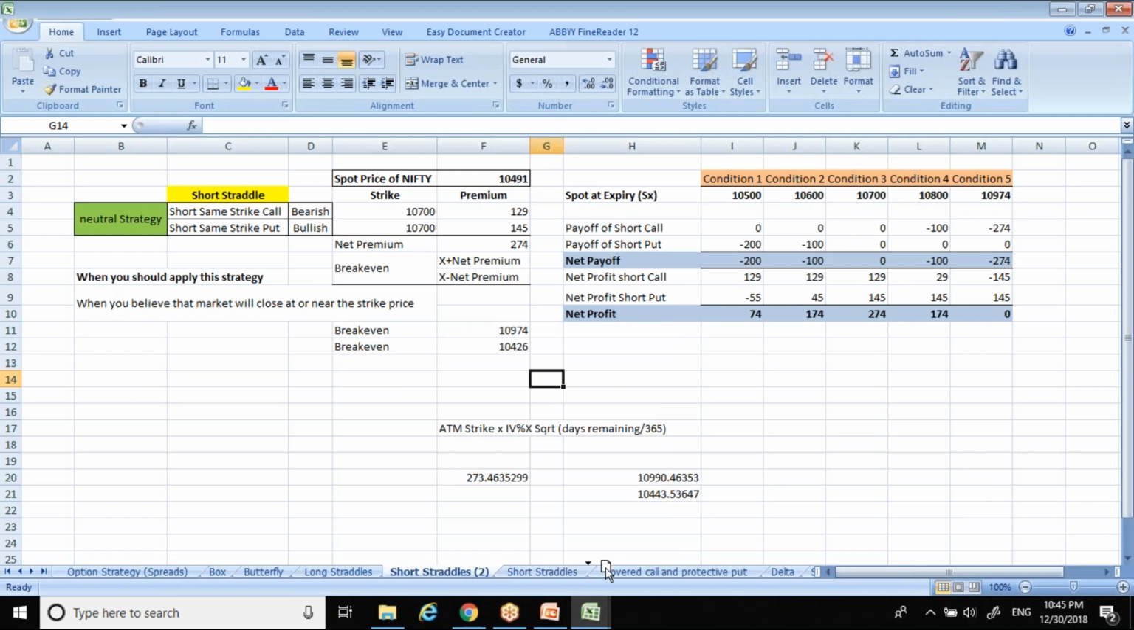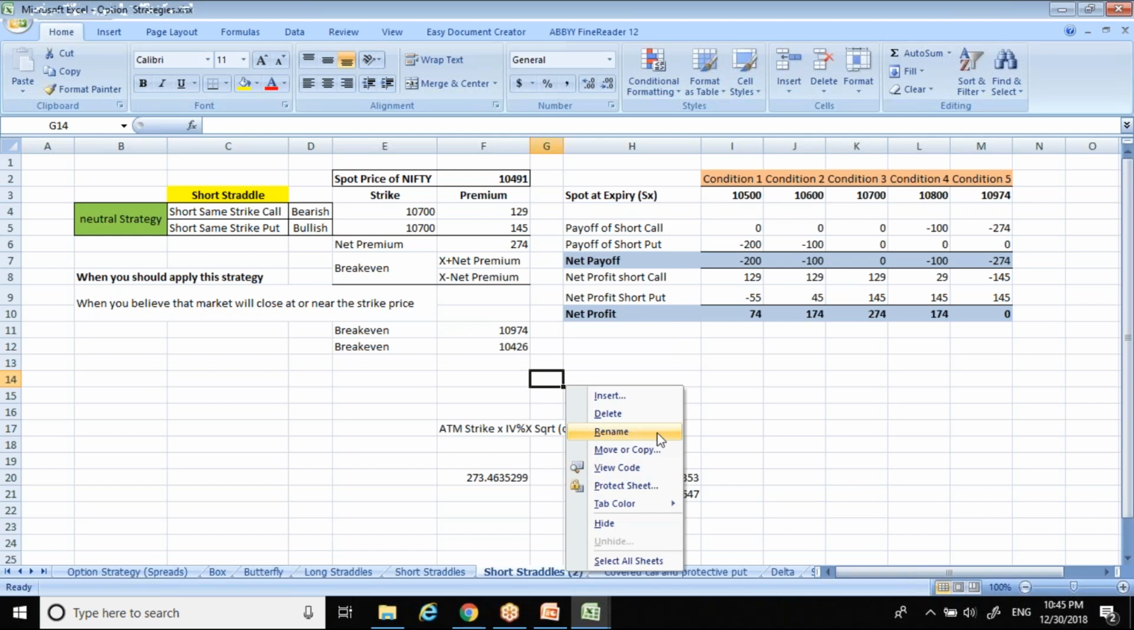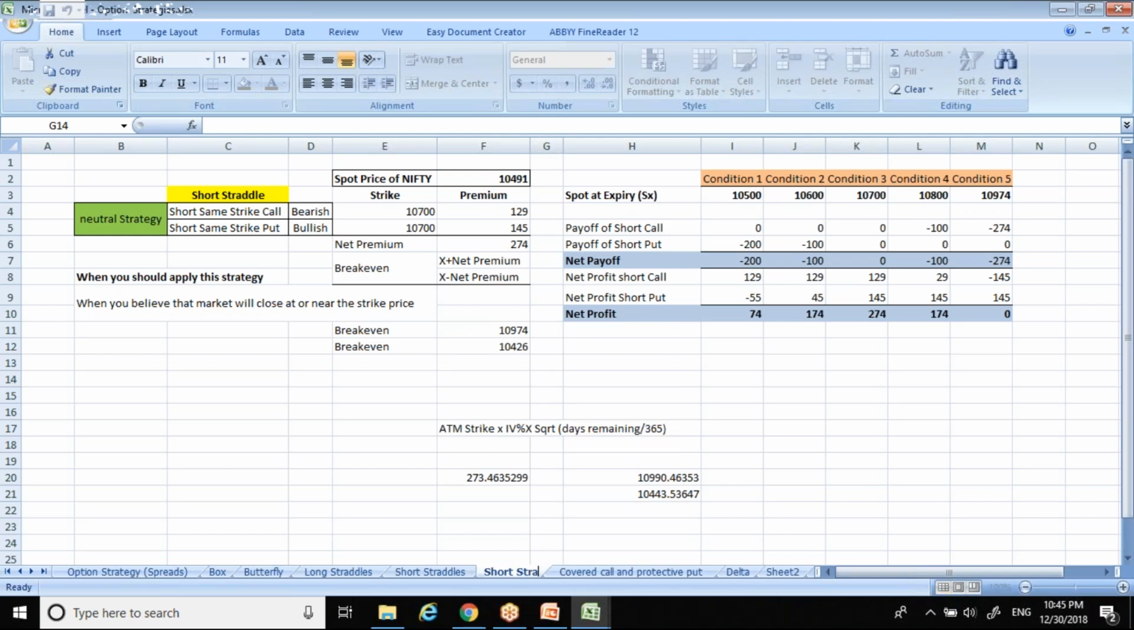So I keep it like here. Rename: strangles. So what we do in strangles is we short higher strike price call, and we short lower strike price put.